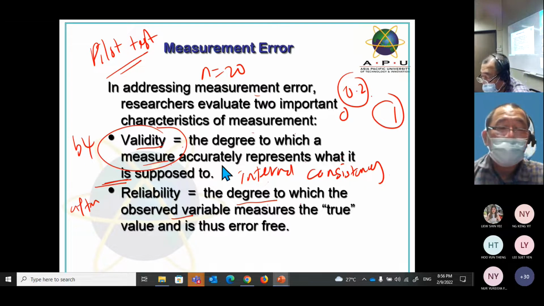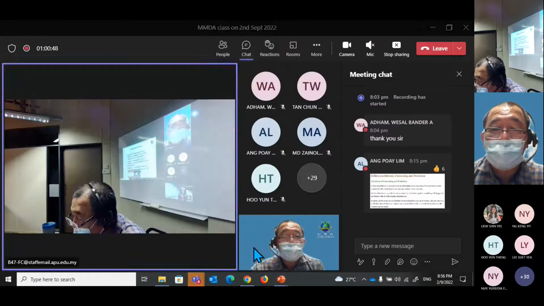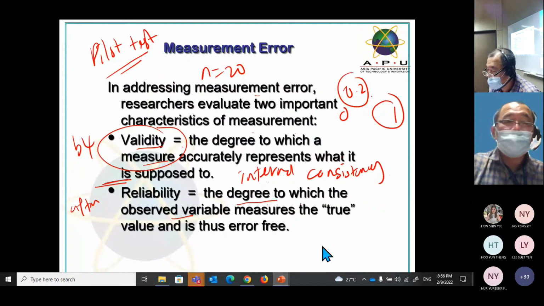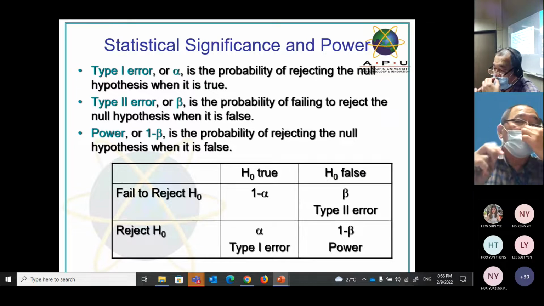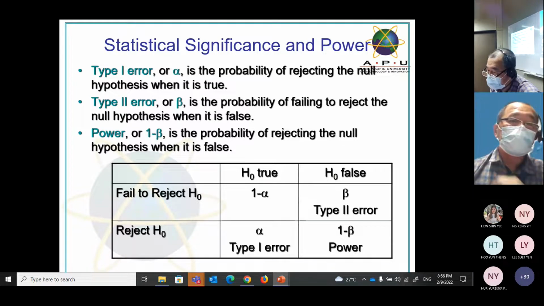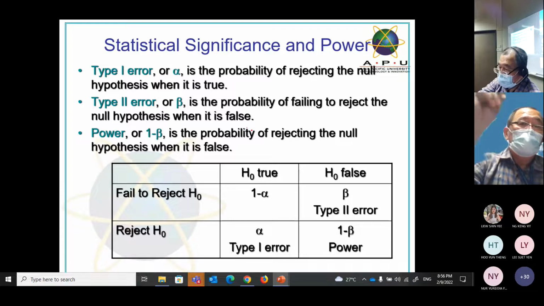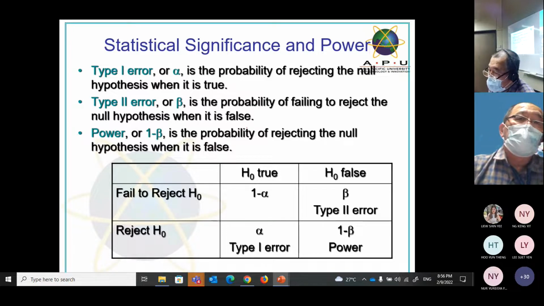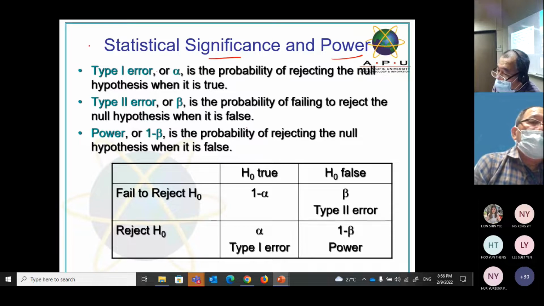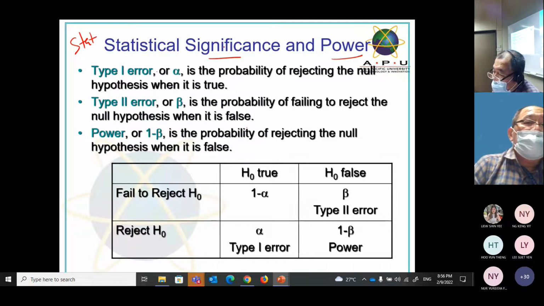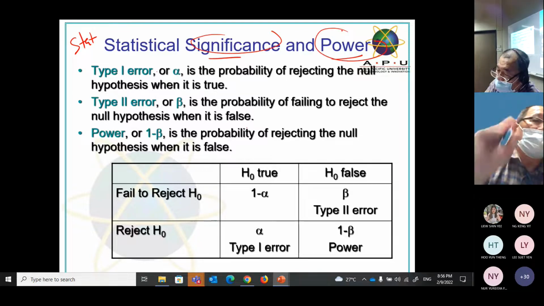Okay, if no problem, now we see the next. So this is very statistical. We see the statistical significance and power. Therefore, in the module called statistics, you only learn significance, but you never learn power. We see all of it now.